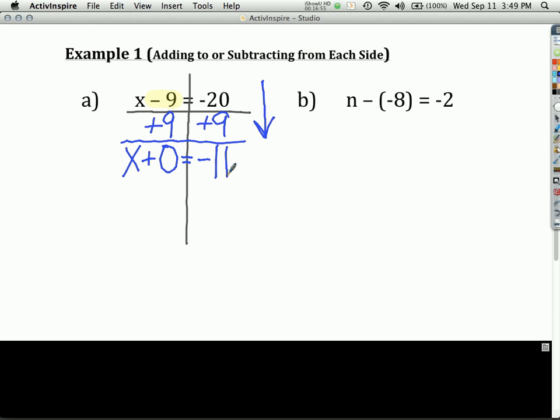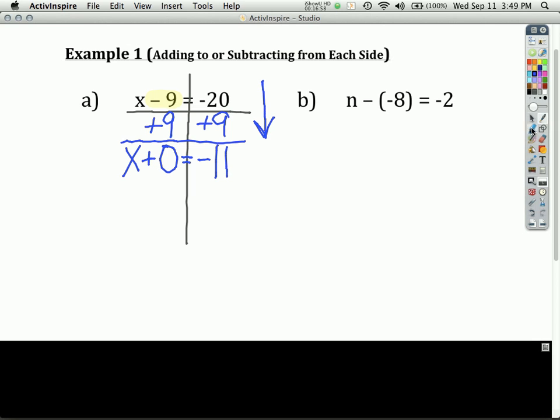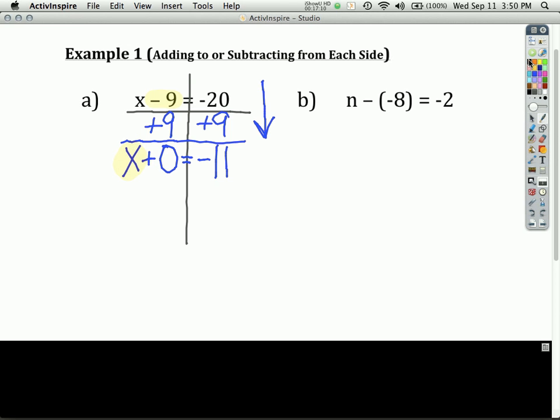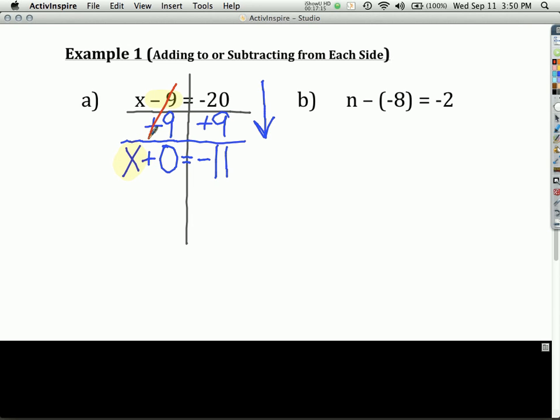Once the variable is completely by itself, meaning there's no other values near it and its coefficient is 1, we are done. Also, in math, we don't write the 0. We don't need to. What we will do is just cancel the two numbers out, like that. And so, finally, we write x equals negative 11.